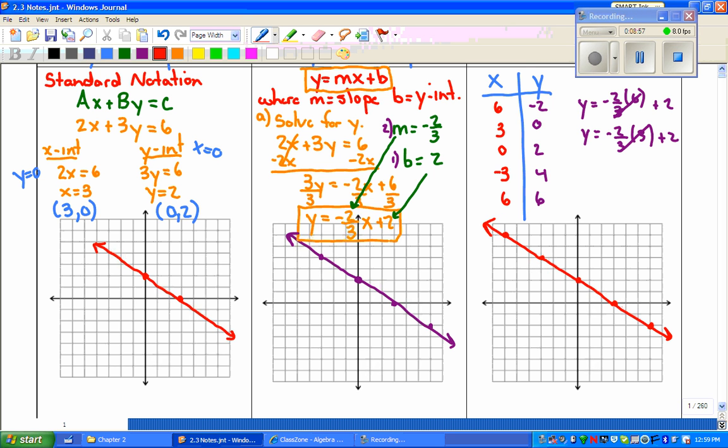All right, all the same line, guys. All have negative slope. All these lines are falling because they have a negative slope. But that's what we're looking at there, guys. That's the 3 ways to go ahead and graph a line.